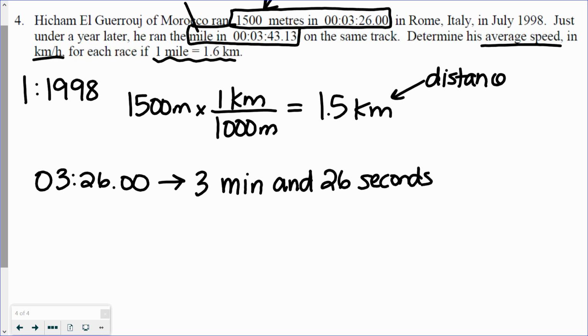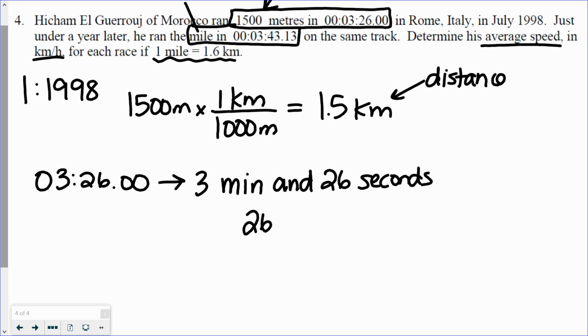It is not 3.26 minutes. 3 minutes and 26 seconds is actually not 0.26 of a minute because there's only 60 seconds in a minute. So what we need to figure out is how much of a minute is 26 seconds. So we know 30 seconds would be half a minute or 0.5 of a minute. So it's going to be slightly less than that.